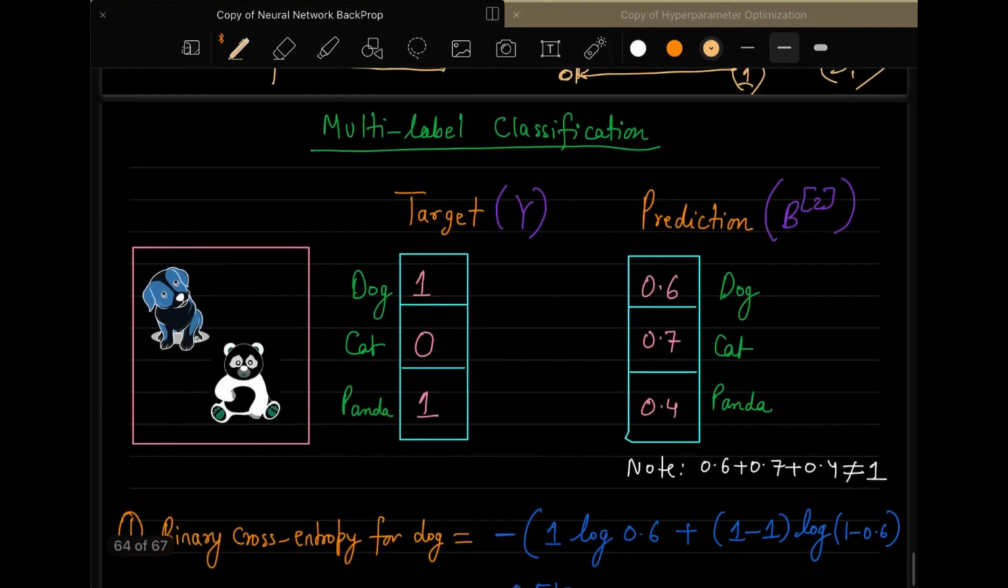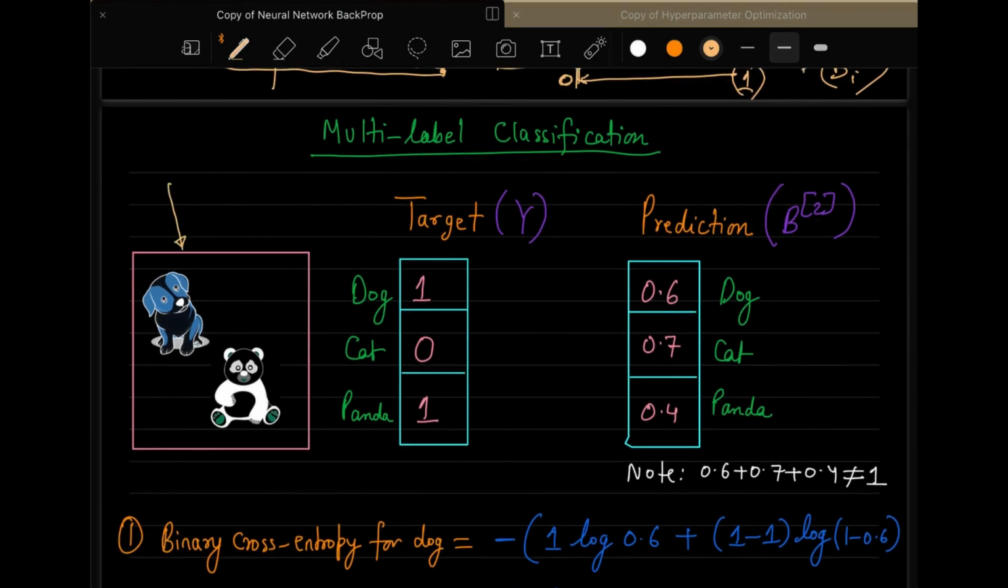So as an example, suppose you have an image with two different classes present in it: one is a dog, another one is a panda. In that type of situation, your target value will be 1 0 1. This is quite simple, as I discussed also in our earlier slides.